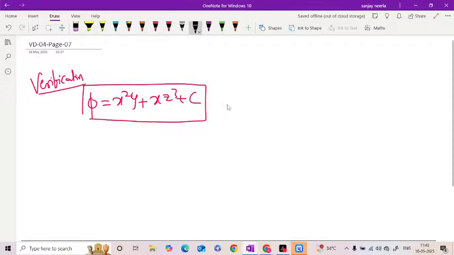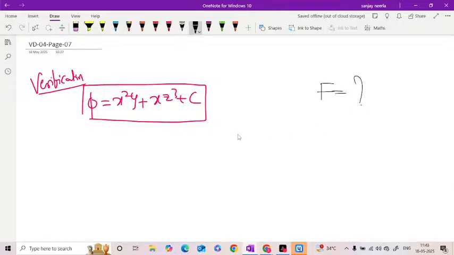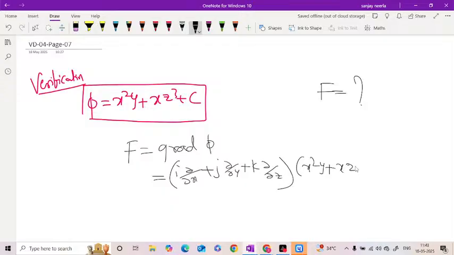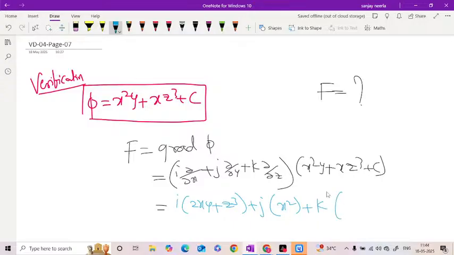Now from this one just find the gradient of φ. Already we know the f. Now just find f is equal to gradient of φ. So gradient of φ means i ∂/∂x plus j ∂/∂y plus k ∂/∂z of φ, x square y plus x z cube plus constant. Now differentiate with respect to x. Here we will get i into 2xy plus z cube first one, plus j into differentiate with respect to y, we will get x square, plus k into differentiate with respect to z, 3z square x. We will get the answer. Okay, this is the verification. Am I clear? Like that you can easily verify whether your result is wrong or right. So like that you have to verify. Clear? Okay.